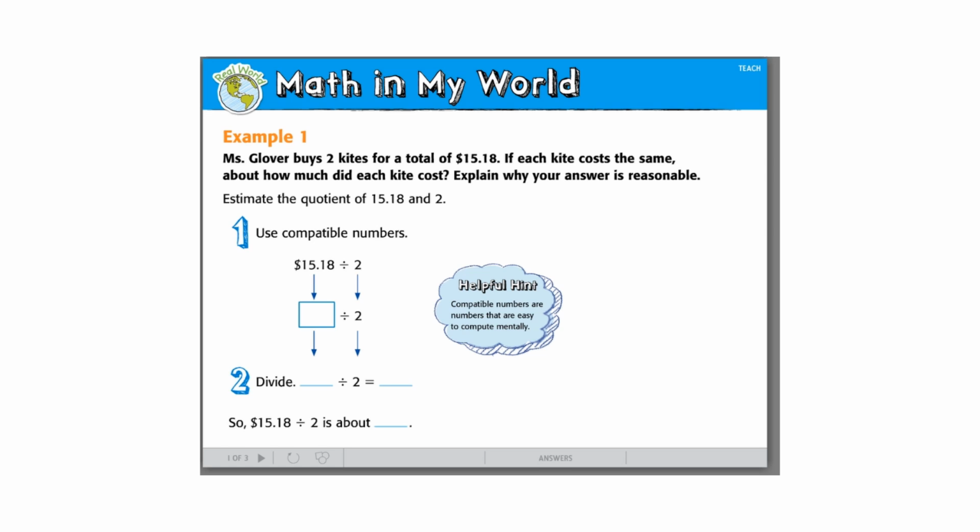All right, example number 1. Miss Glover buys 2 kites for a total of $15.18. Okay, if each kite costs the same, about how much did each kite cost? So she buys 2 kites. The total for both is $15.18. So we don't need to know the exact answer. It says about how much.